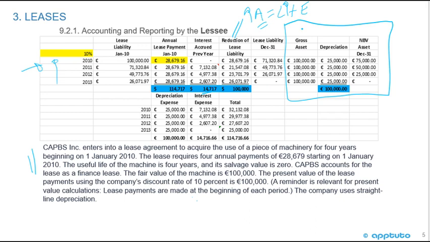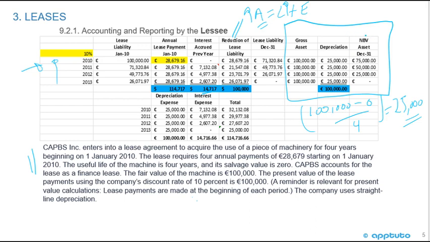So we're going to debit asset 100,000. We're going to credit the lease liability 100,000. That's our debits and credits, okay? So we've got the asset. We need to depreciate it. So it says 100,000 minus 0 salvage value divided by 4. They're using straight line depreciation. The depreciation expense every year is going to be 25,000.